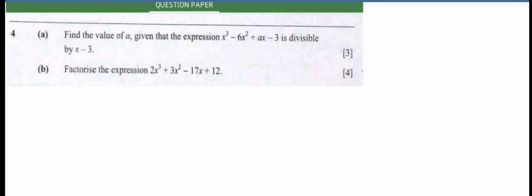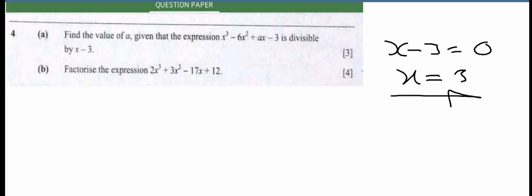Question A is saying find the value of a given that the expression x^3 minus 6x^2 plus ax minus 3 is divisible by x minus 3. So x minus 3 is called the divisor. To answer this question, the first thing you need to do is solve the divisor for x, where we say x minus 3 is equal to 0. Then solving for x, the value of x is positive 3. That is the first step.